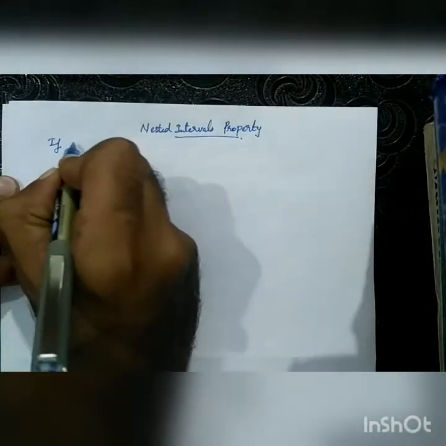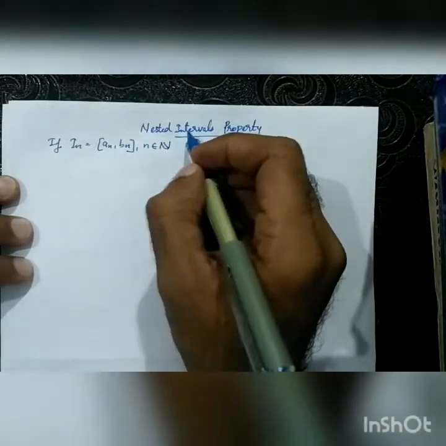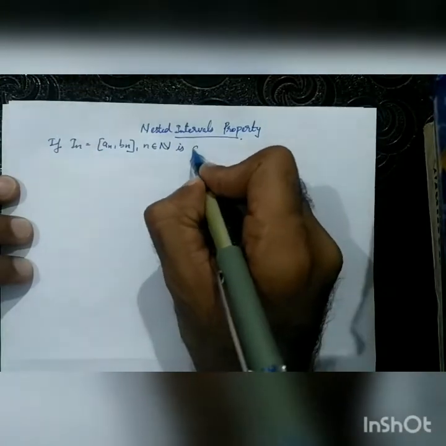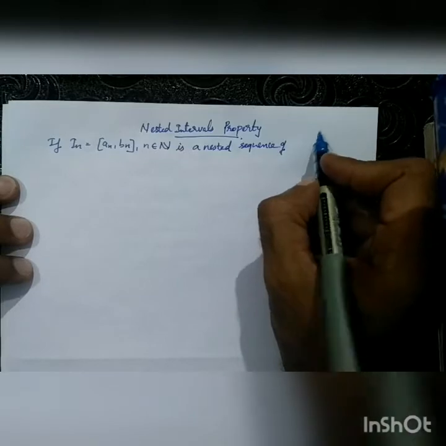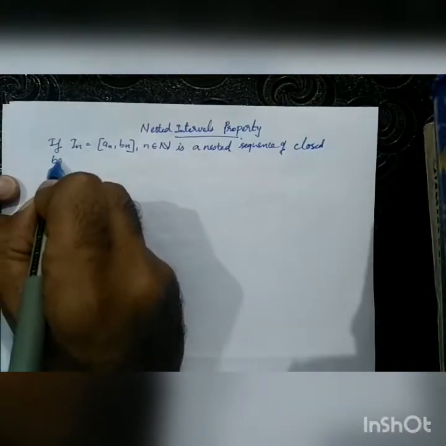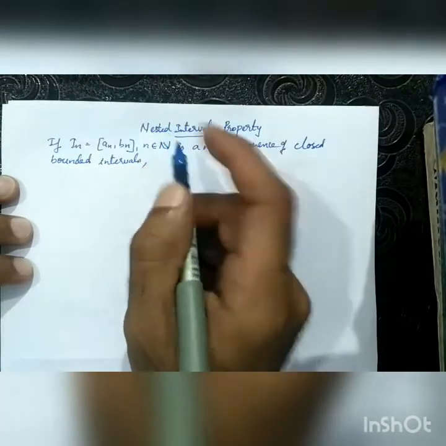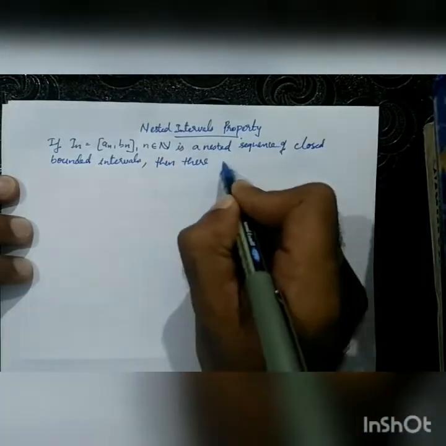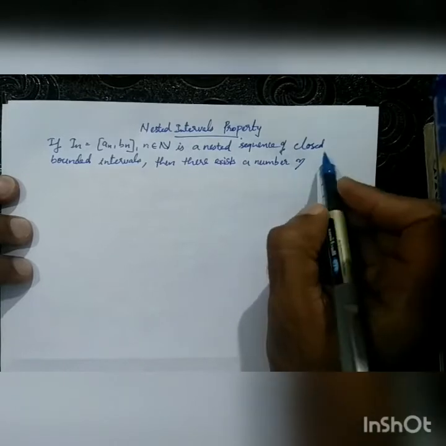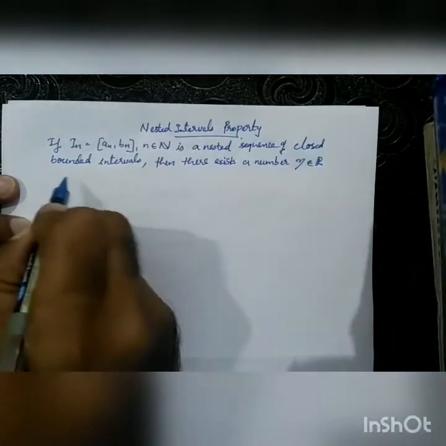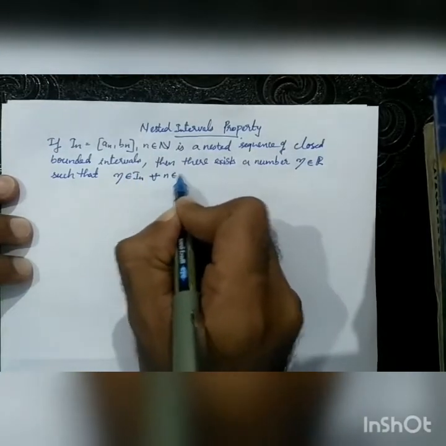Okay. So if In = [an, bn], where n belongs to natural numbers N, is a nested sequence of closed bounded intervals, then there exists a number eta, a real number, such that eta belongs to In for every n belonging to N.